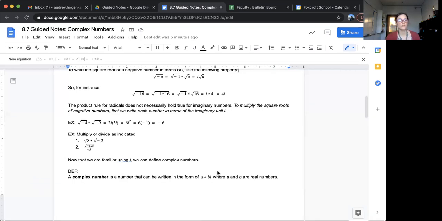Okay, so now that we're familiar with using i, we can define complex numbers.